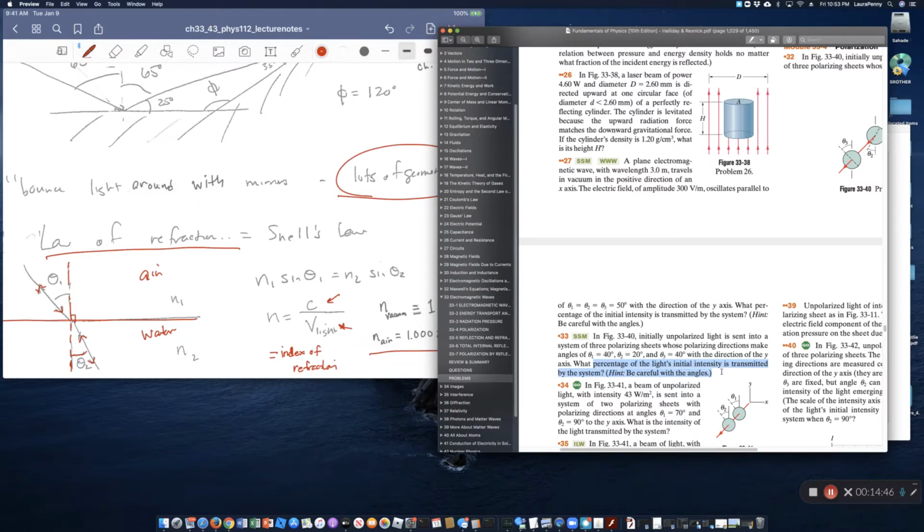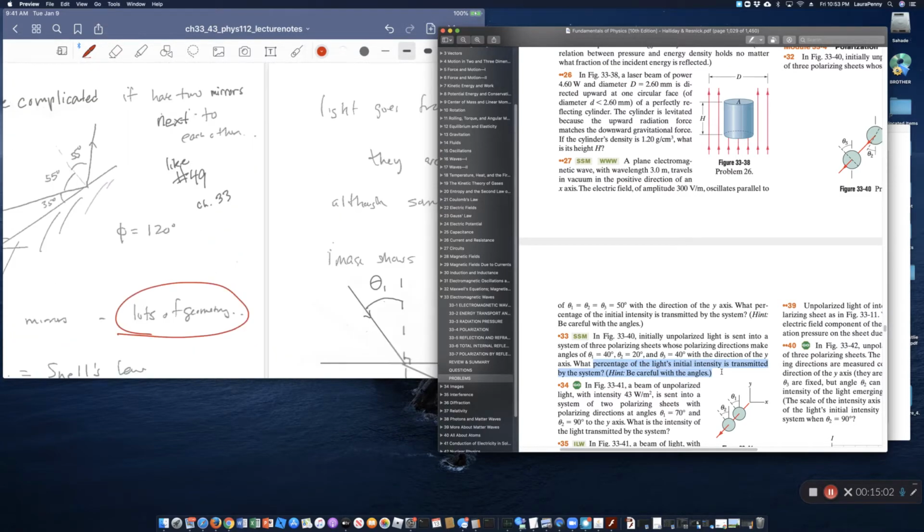Again, it's material dependent. What Snell's law says is there's a product between the index of refraction and the sine of the angle that the light will make inside that medium. And this product is constant as you go from one medium to another. Let's look at some examples of that.